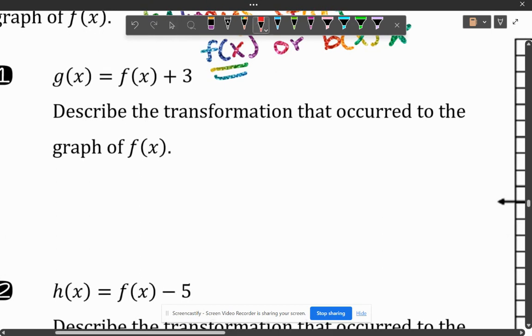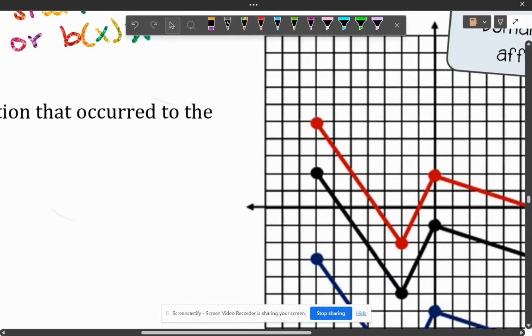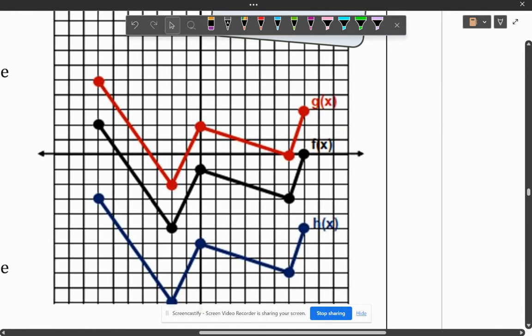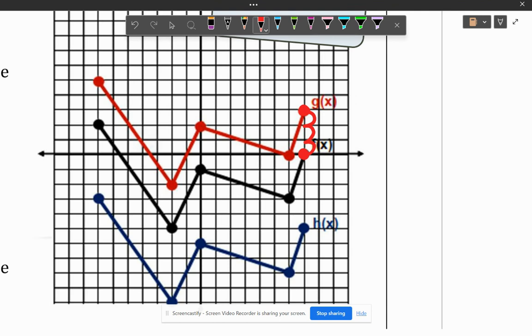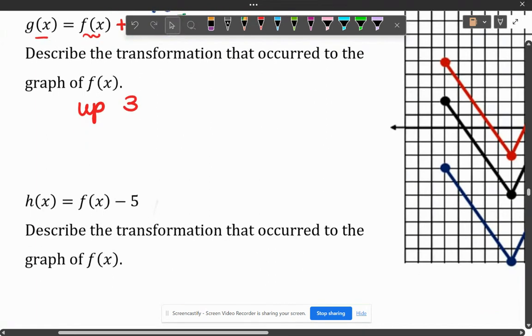I've got a function g of x, and it's going to be the values for f of x, and we're going to add 3. So let's take a look here. I'm going to pick a point on f of x and a corresponding point on g of x, and notice that it moves up 3. So that's the transformation here, it's moving up 3.